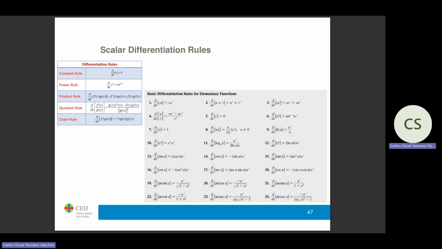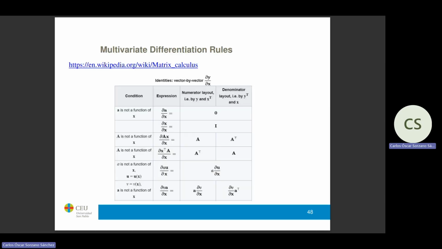The same exists for vector argument functions. So the result is a scalar, but the argument is a vector. And the same exists also if the result is a vector. But the ones we are interested in now, the result is a scalar. So if you have a multivariate function, the result is a scalar.